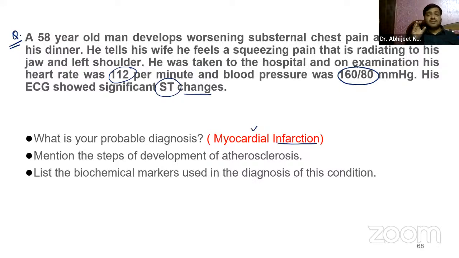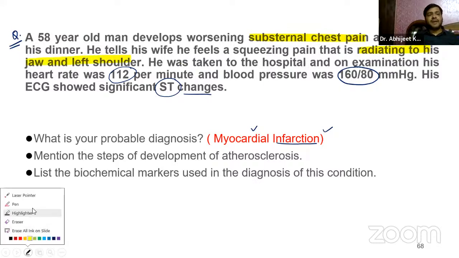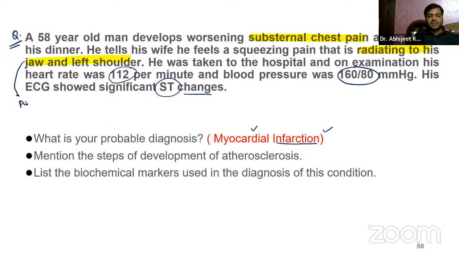Whenever a part of the heart has a low blood supply, low oxygen supply, it is called myocardial infarction. Now, ECG findings, you already know it is ST, so that again gives me an indication that it is myocardial infarction. Now, guys, focus on the question. It says substernal chest pain, and this pain is radiating to the jaw and left shoulder. It is a classical finding of angina pectoris, but it is not related to the myocardial infarction.